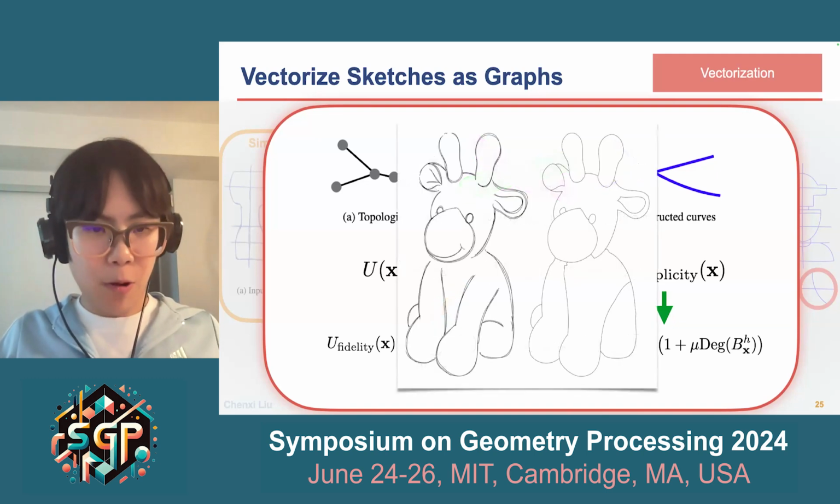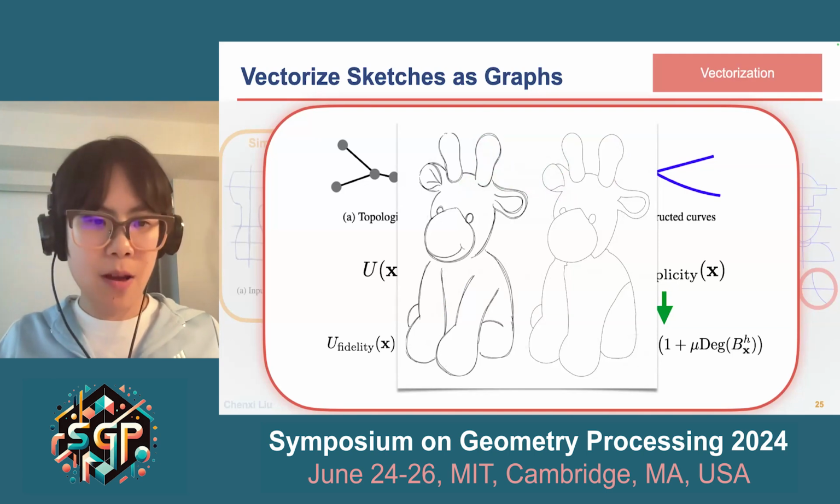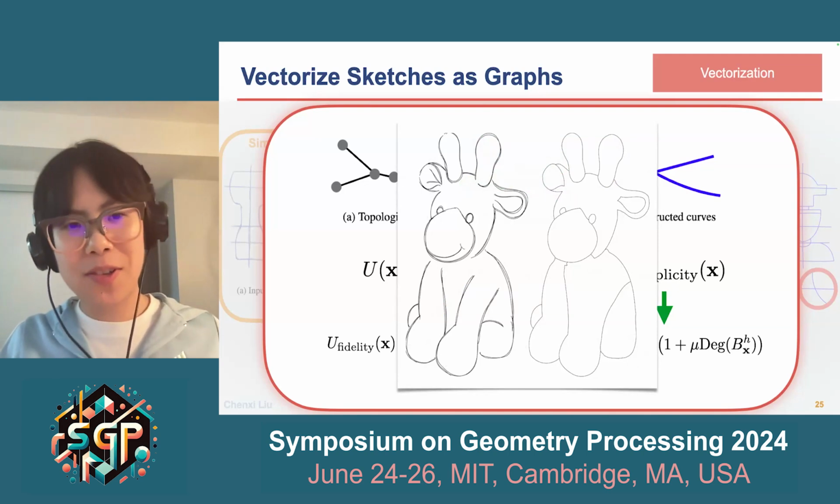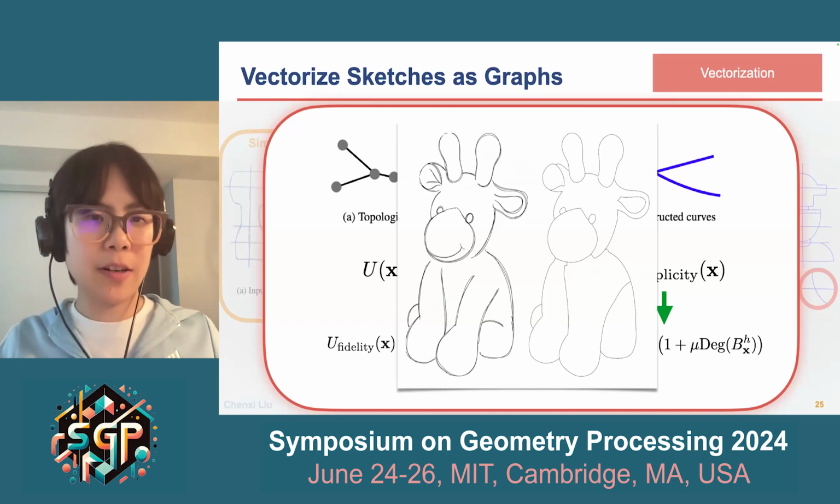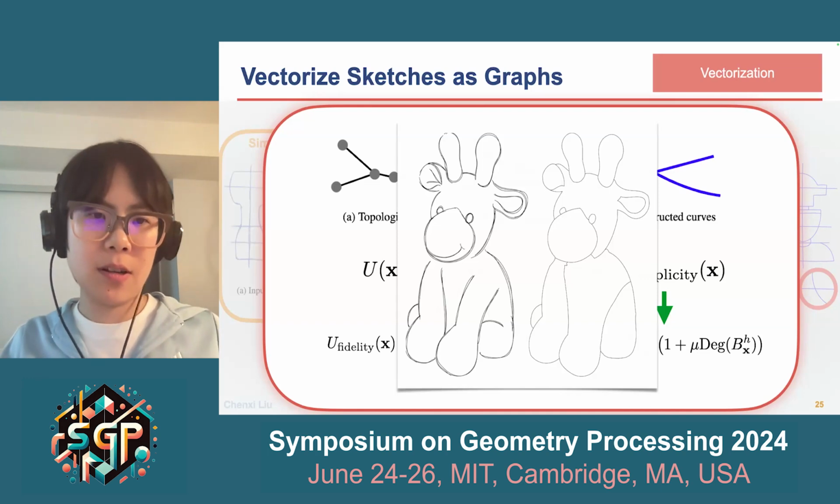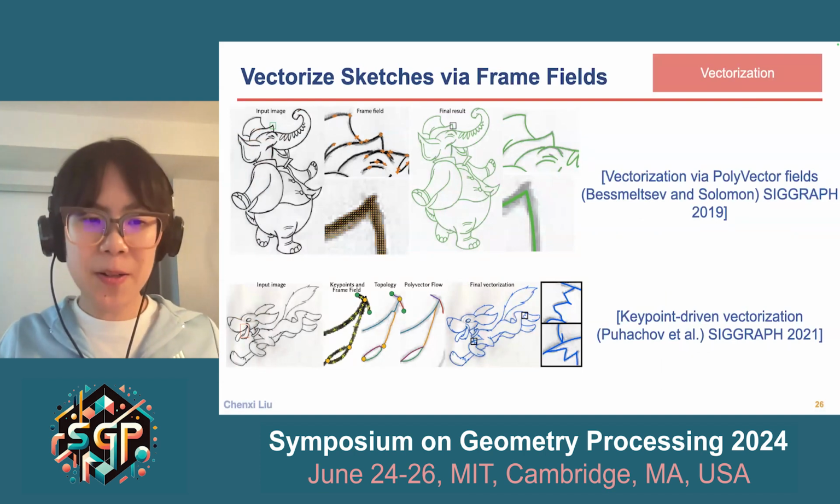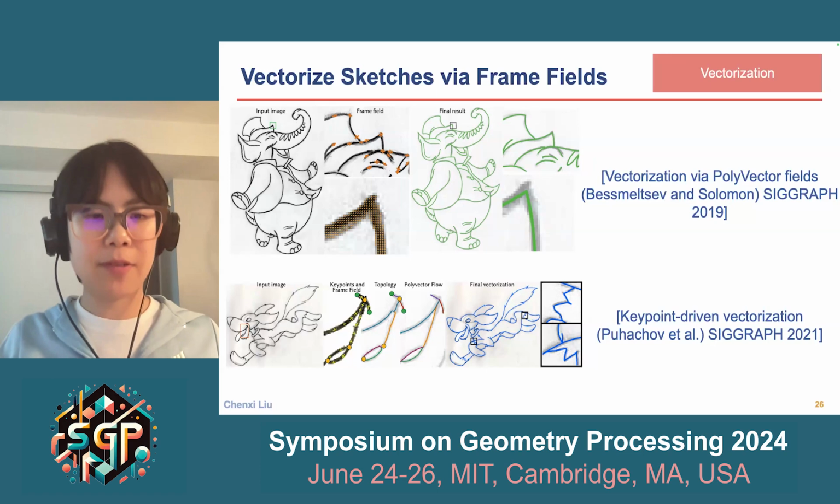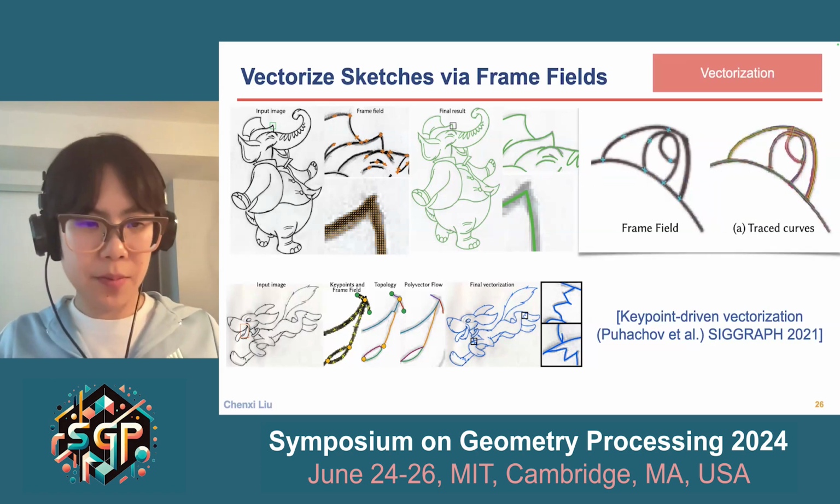This paper works on overdraw inputs with a region-based extraction step. But in practice, we can see in this example, their implementation has some problems handling open curves like the mouth of this giraffe. We covered the frame field in the previous part. These two papers use frame fields to guide vectorization, both for graph construction and curve tracing.